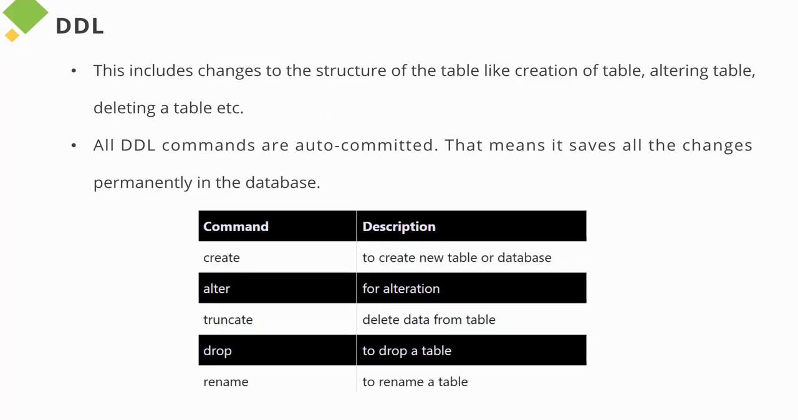As you all know, these are very simple. Create is used to create a new table. Alter is used for altering the table, I mean changing the column names, data types, and so on. Truncate is used to delete the data from the table. Drop is used to drop a table, and rename to rename a table. We'll be discussing each of these commands in the upcoming videos with examples too.